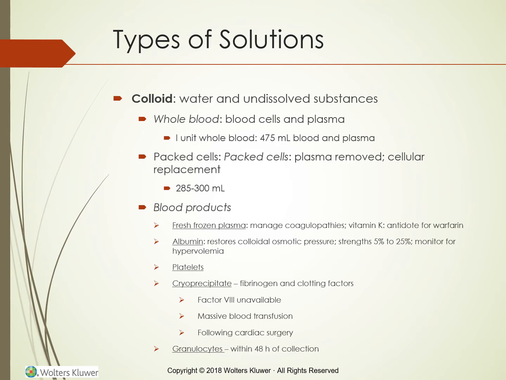Human albumin is isolated from pooled human plasma and given to restore fluid balance in intracellular and extracellular compartments. It is supplied in strengths of 5 or 25% in 50 or 100 milliliter glass containers with special tubing for administration.